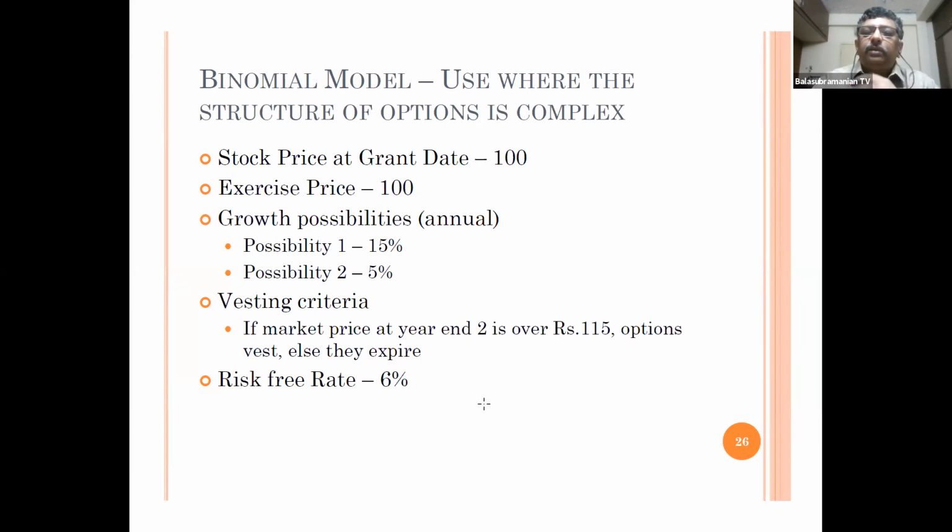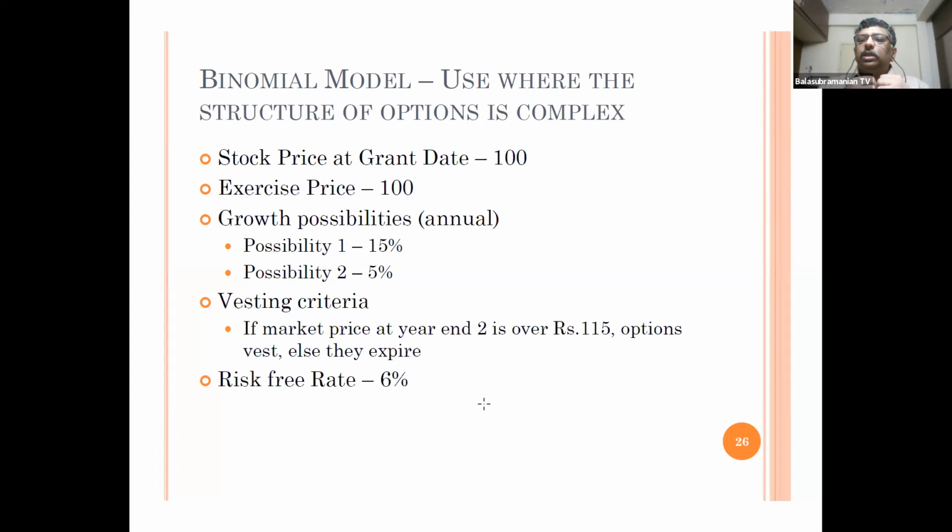Then the vesting criteria: if the market price at the end of 2 years is over 115, then the options will vest, else they expire. So now the option has become complex. It cannot vest on just time elapse alone. It can vest only if the market price goes over a certain price. So in a scenario like this, you cannot apply the Black-Scholes model. In complex scenarios like this, we need to use the binomial model.